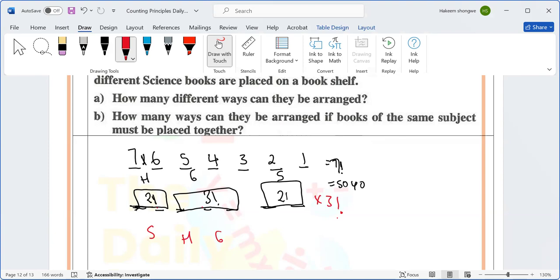It's fine. Let's try this and get the answer first. It's 2 factorial multiplied by 3 factorial multiplied by 2 factorial, multiplied by 3 factorial for the three groups. You get 144. Sharp. You try this then.